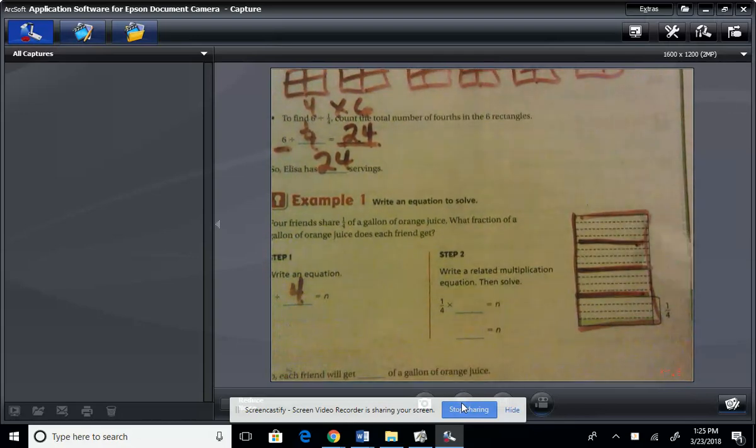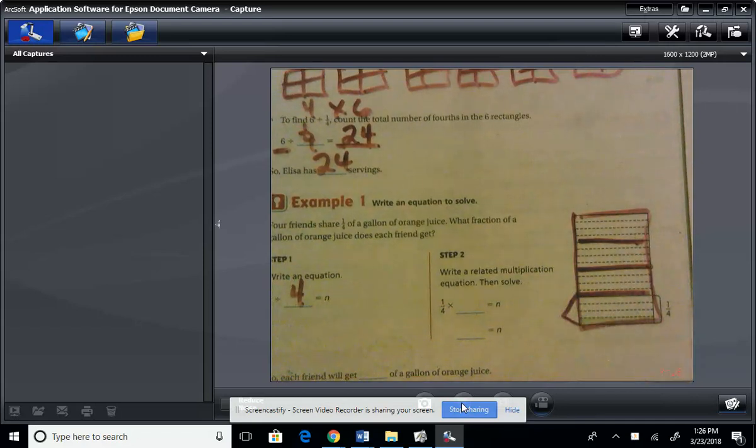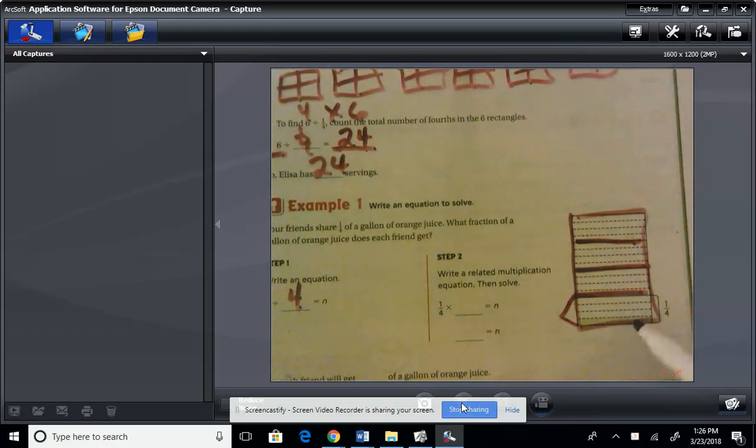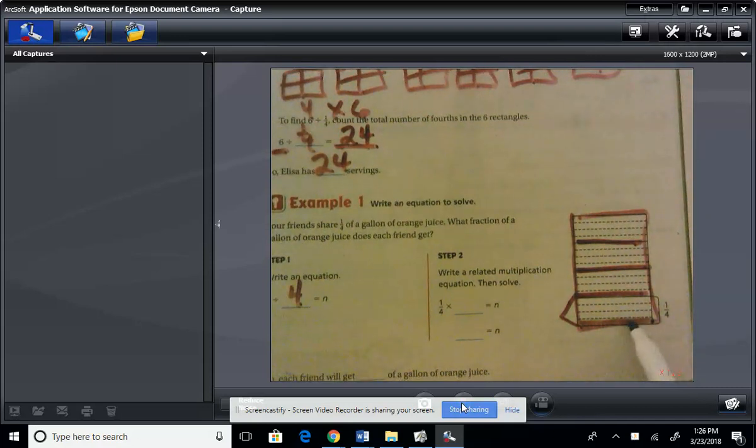So I have to have 4 equal parts. But the only part we're talking about is this part because that's all the orange juice I have. I only have 1/4 of the whole gallon. So then I said, okay, my friends here get 1 chunk of this. So they're getting 1 out of 4.